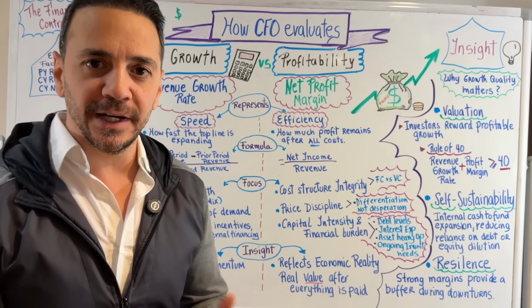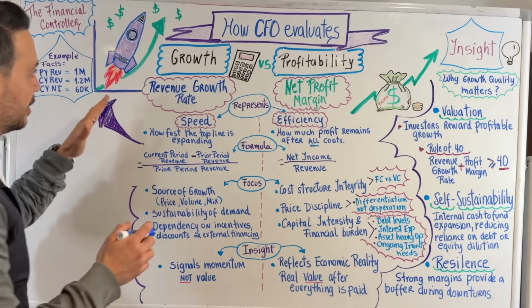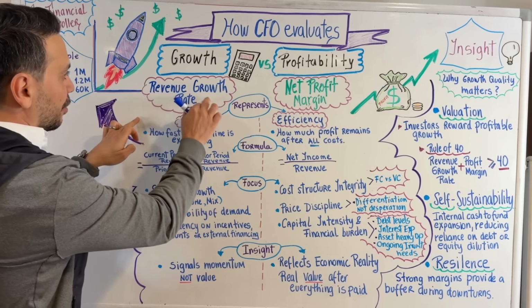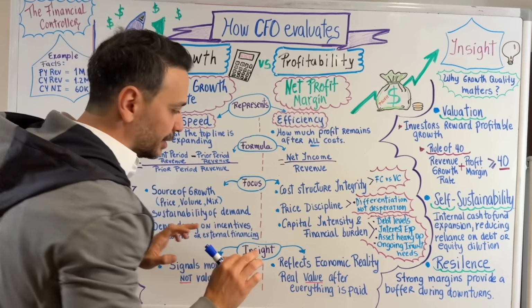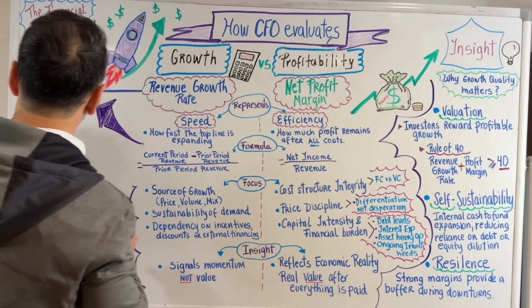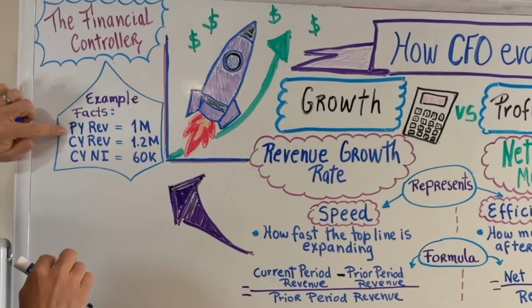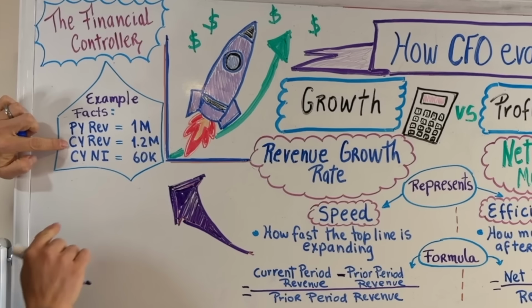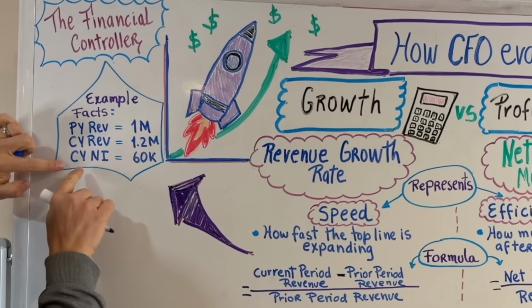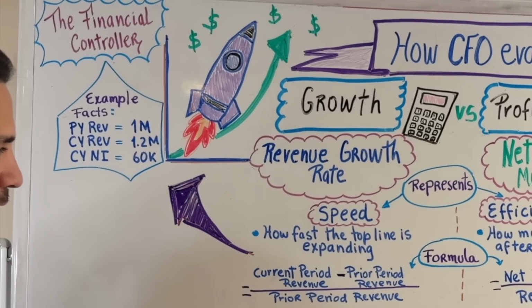When a CFO evaluates the growth of a business, they typically look at two things. They look at revenue growth rate and net profit margin. To give you an example, let's say we have a business with prior year revenue of $1 million, current year $1.2 million, and current year net income of $60,000.